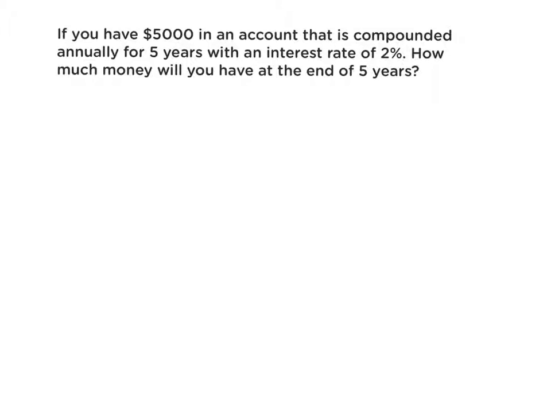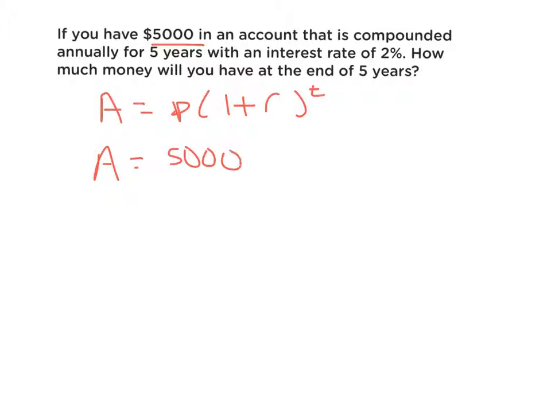First thing we need to do is write our formula. So we're going to have the amount is going to be the principal times 1 plus the rate to the power of how many times in years. So if we fill in what we know, the principal, because that's the first amount that you first invest, so we have $5,000, 1 plus, and it says the rate is 2%, and 2% needs to be changed to a decimal, because all percents have to be changed to a decimal to use, and then it says 5 years for our time.